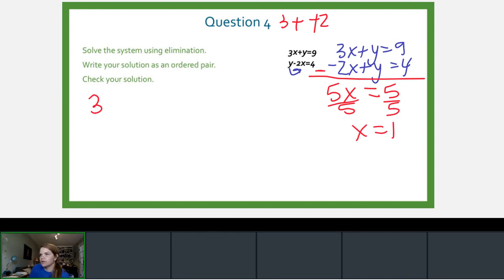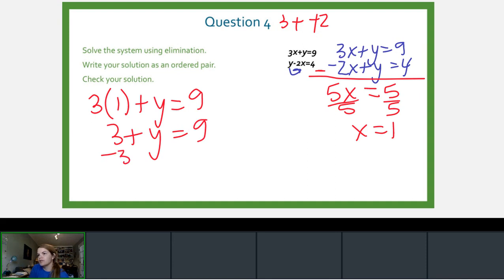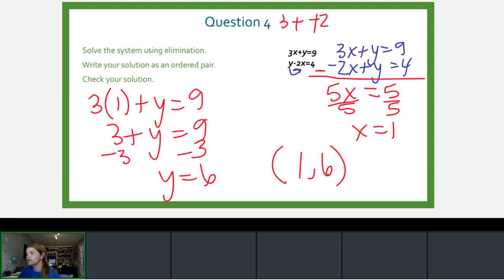I'm going to come back over here. 3 times 1 plus y equals 9. 3 plus y equals 9. Subtract 3 from both sides, and y is going to be 6. So that puts our solution at 1, 6.